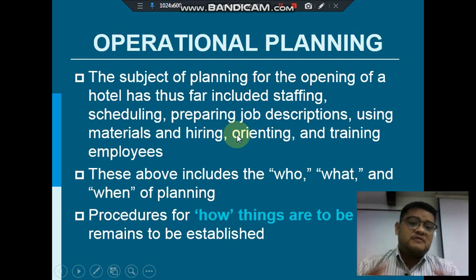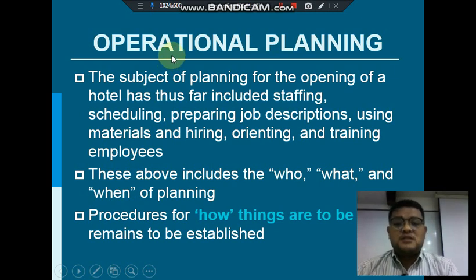However, all of these only answer who, what, and when of planning. So we discussed before who will do what and what tasks to be done and when the job to be carried out. This is when we discuss about scheduling. So we have answered the three parts of planning, but today we will continue on the operational planning. Operational planning means how to carry out duties.